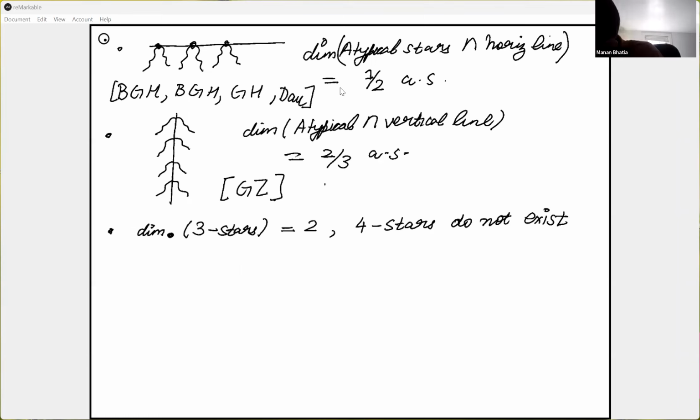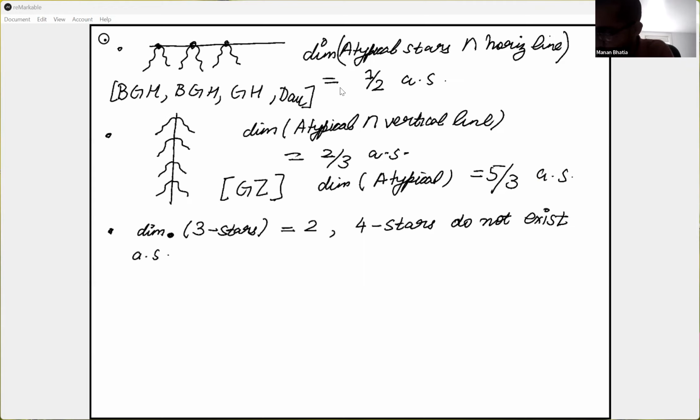Oh, I should say another thing. So Ganguly and Zhang, they also showed that the dimension of atypical stars is equal to 5/3, the planar dimension for R2 dimension. And this was by Dauvergne.